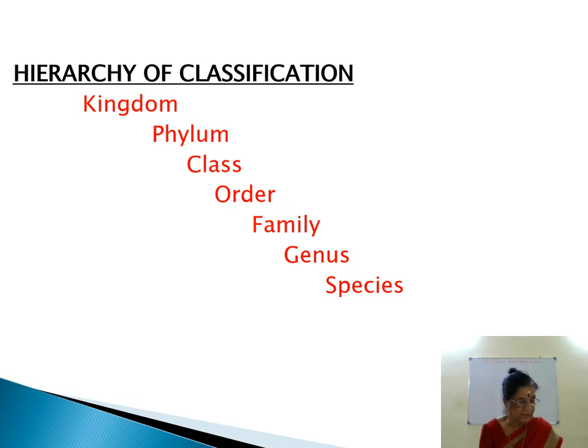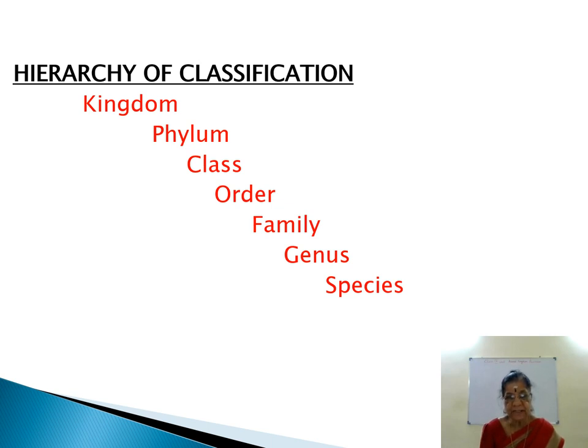Okay, now based on this, one question: the process of giving scientific names to plants and animals is called the dash. The answer is nomenclature. Okay, the next one. According to binomial nomenclature, every name comprises two words. What are they? They are genus and species. I repeat, according to binomial nomenclature, every name comprises two words, genus and species.